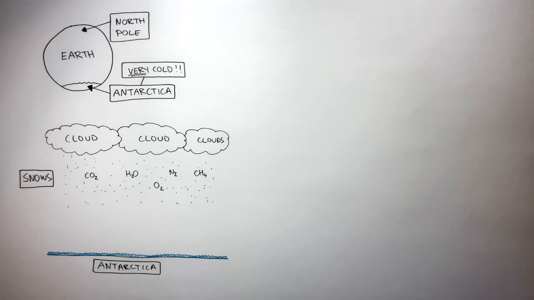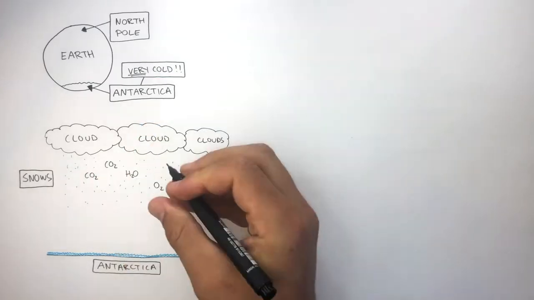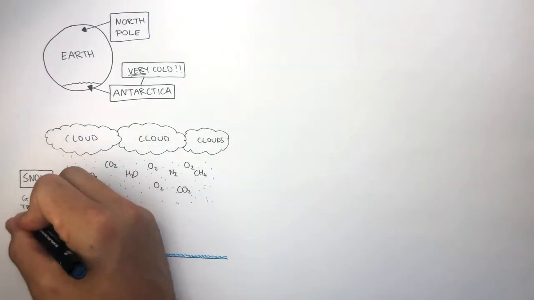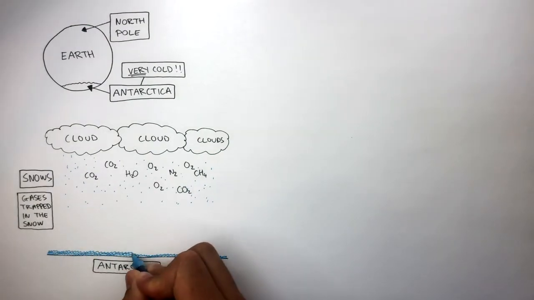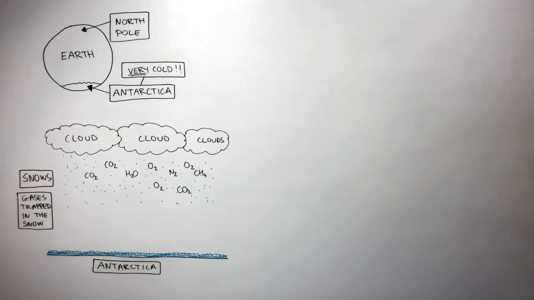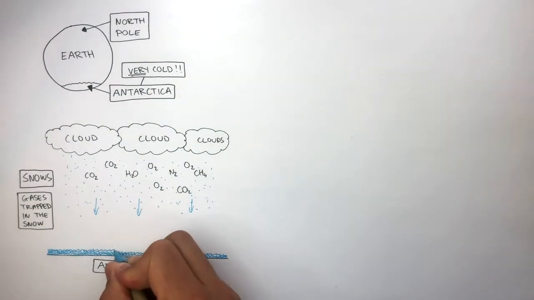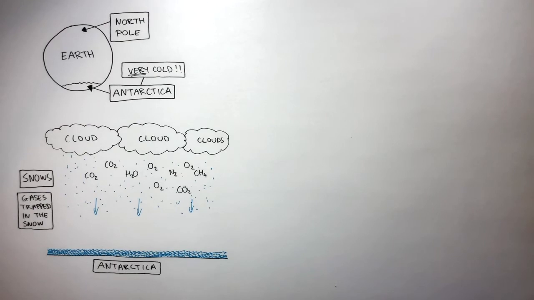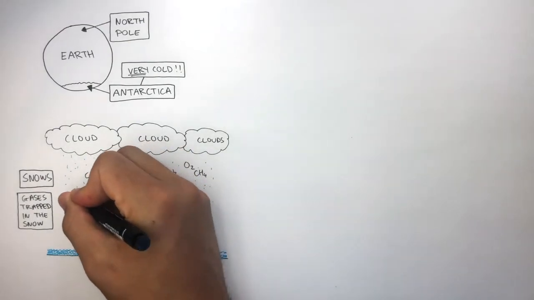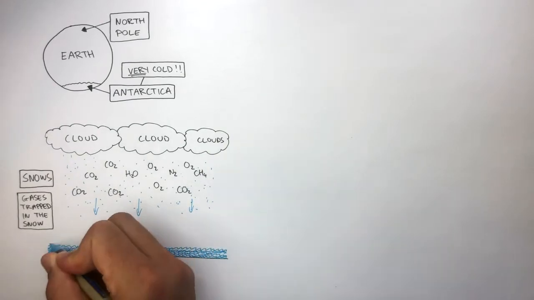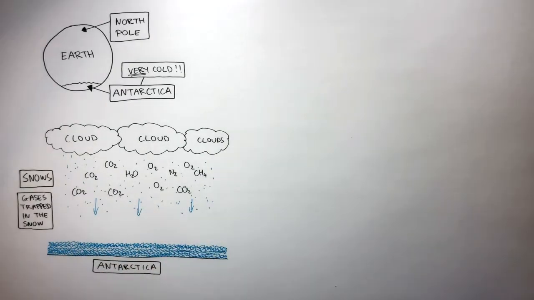Naturally, the composition of Earth's atmosphere has always changed throughout time, and I'm representing that here by adding more gases. These gases get trapped in the snow, and the snow builds up on the ground. Over thousands of years, it continues to snow, and the snow and ice builds up on the ground. Over time, the atmosphere continues to change as well, causing different compositions of gas to be trapped in the snow.